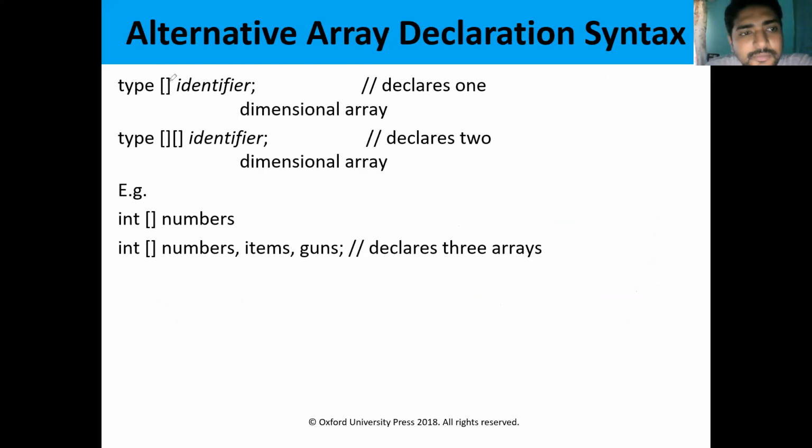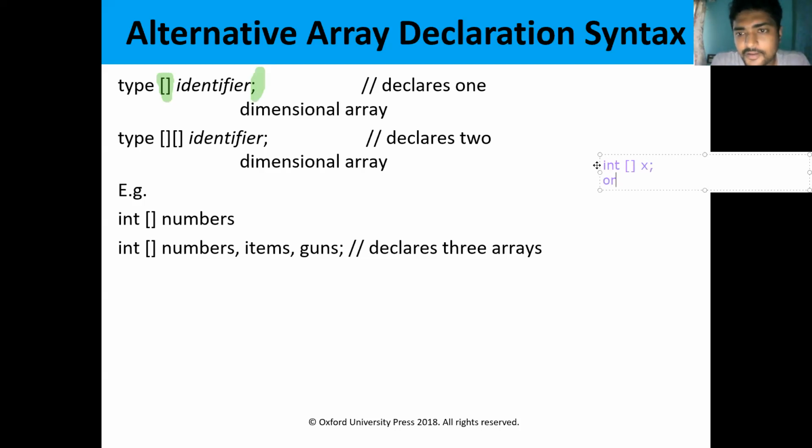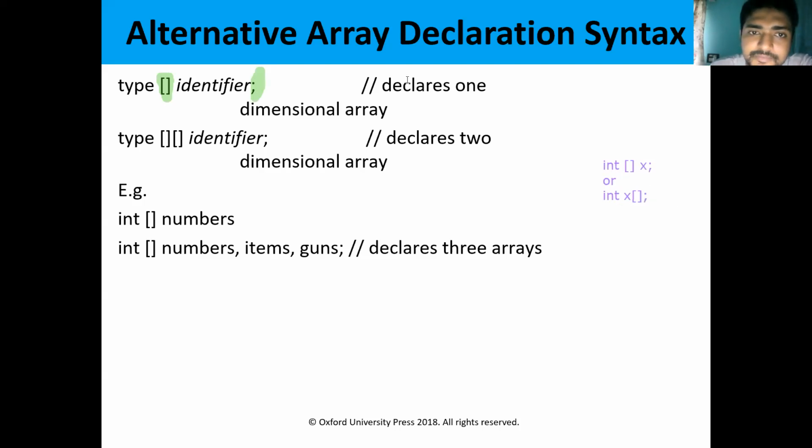We can have this subscript either before the identifier or after the identifier. That means we can declare the array like this, int[] x, or we can have the array like this, int x[]. So the subscript, that means the size of an array, can be before the array name or after the array name. We can follow either of these syntaxes.